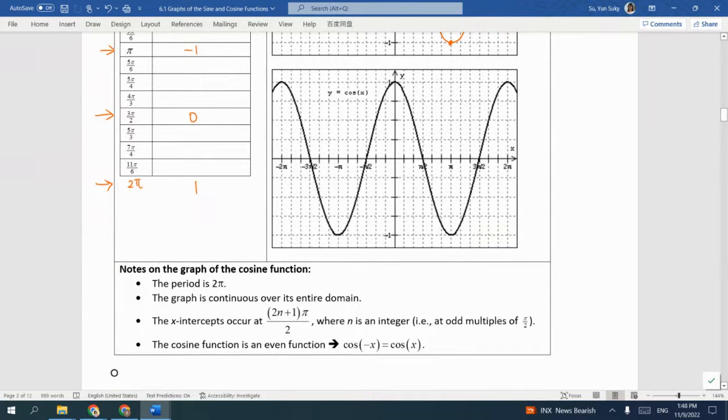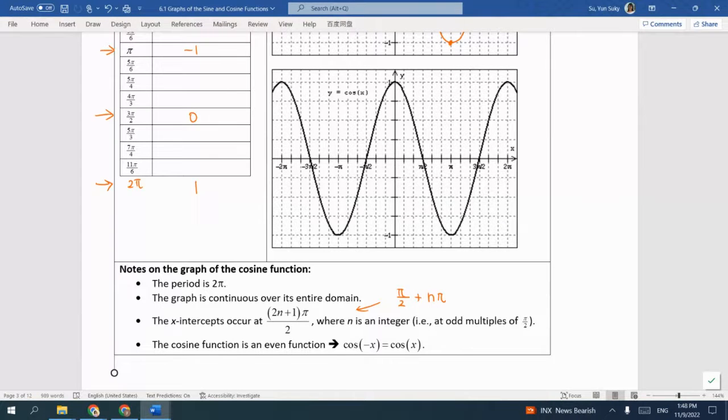X-intercepts. X-intercepts occur... see, this is pi over 2, this is 3 pi over 2. So you can think of the x-intercept happening when it's pi over 2 plus n times pi. So this is the same thing, okay? Pi over 2, and then you add multiples of pi. So that's the x-intercept.